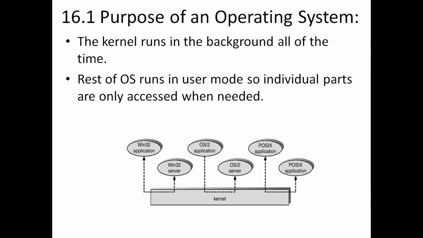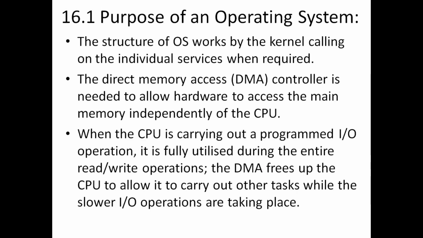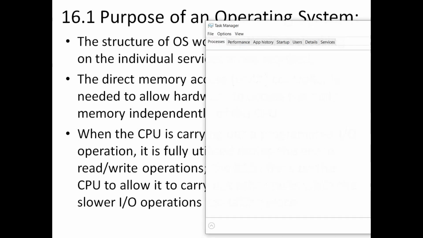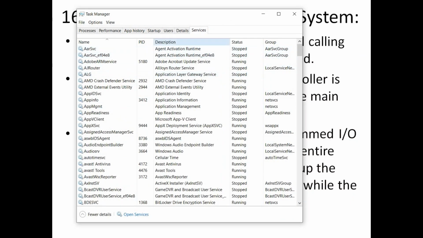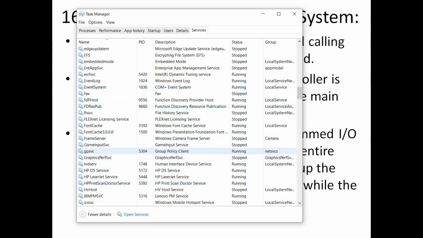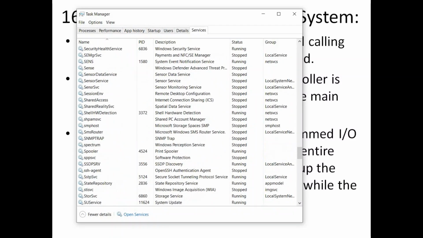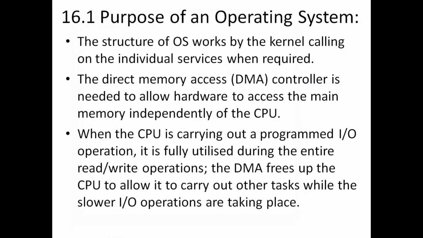Basically, the kernel has the actual control of your computer, your hardware, but different applications, when needed, interact with the kernel to run things smoothly. The structure of an operating system works by the kernel calling on the individual services when required. If you have ever pressed Control, Alt and Delete, I'll do that for you, then you can open the task manager, and over there you can see there are hundreds of services running. I'm talking about these services. These are all controlled by your kernel, or these are all called by your kernel.